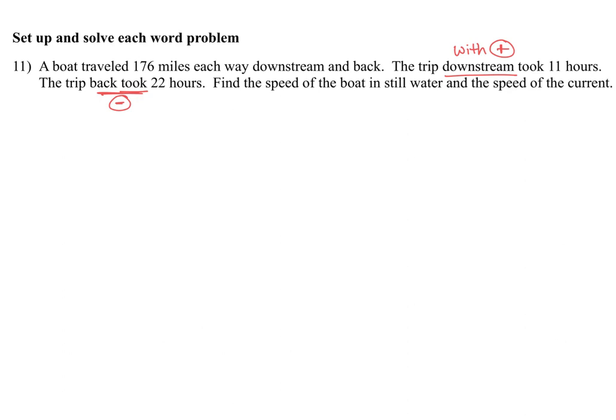Against the current or back. Whatever you did one way, the way back is going to be the opposite, right? And so it says a boat traveled 176 miles each way downstream. I'm going to add there. So I have 11 hours, and I'm going to add my x and y to figure out what my rate is. The distance is the same. It is 176 because that's what they told me. The way back is 22. And I'm going to subtract here.